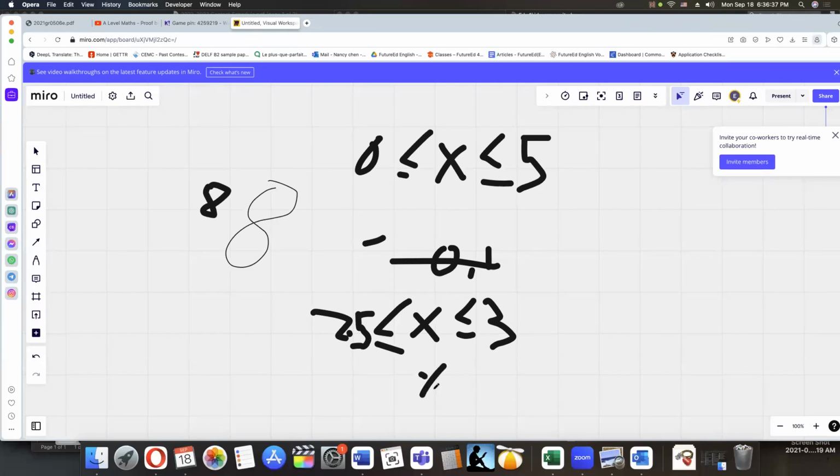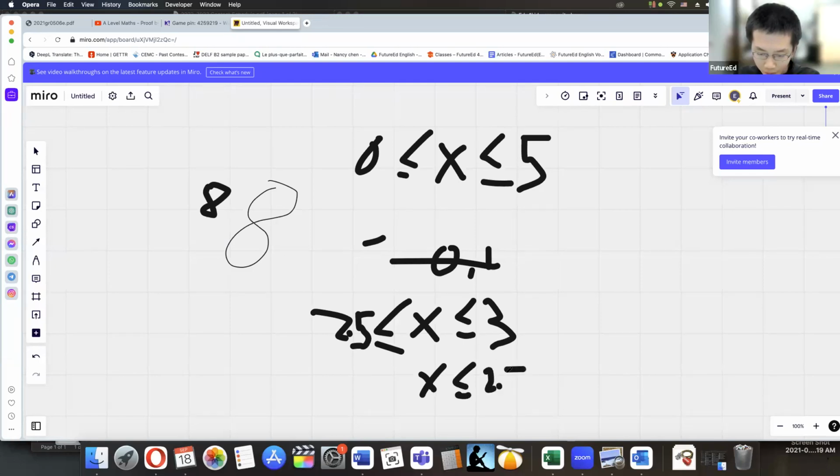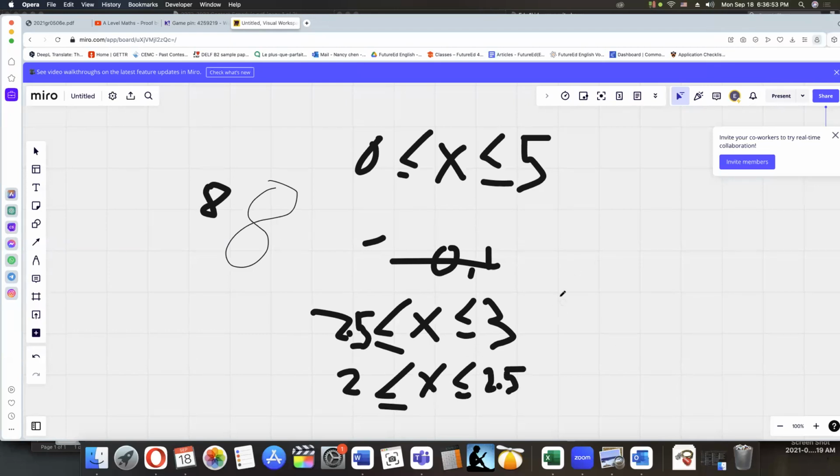Now, if I told you that this x is greater than or equal to 2.5, and smaller than or equal to 2.5, but greater than or equal to 2, could you tell me what x I'm thinking of right now? 2.2? Well, is 2.2 between 2.5 and 3? No, it's not. Let's see.